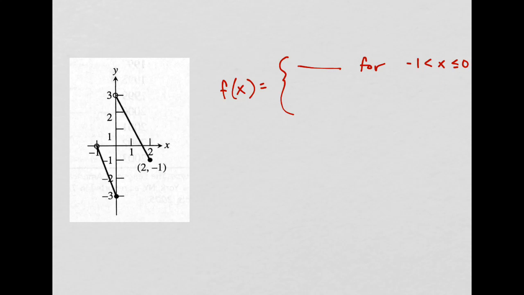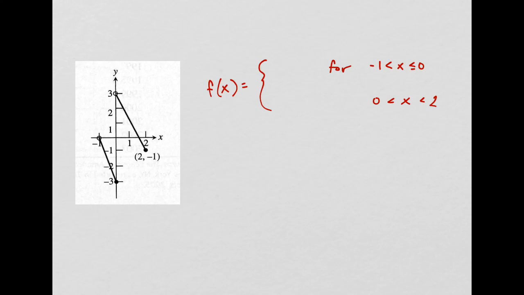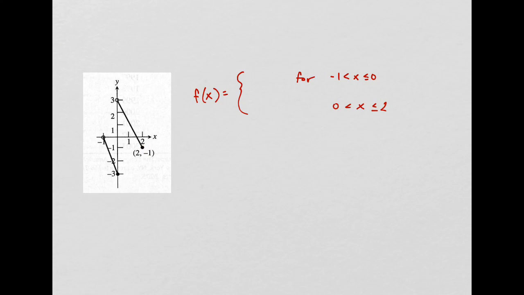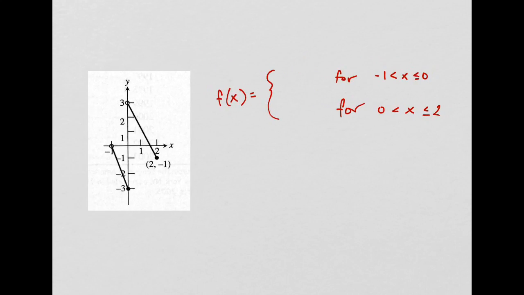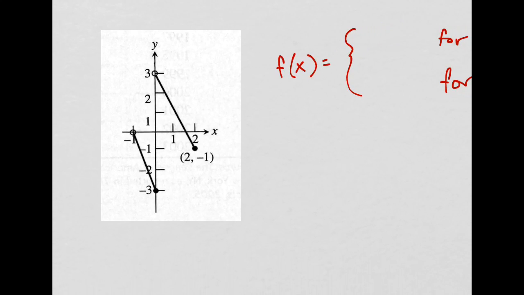I'm going to erase some stuff. And then the next domain would be from 0 all the way up to 2. I do not include 0 because I don't have that included, but I do include 2. So I'll just do the same thing for 0, x, 2, and x is in between those, not including 0 but including 2 because there's a closed circle at 2. Alright, now I just have to figure out the equations for those lines, which is easy.